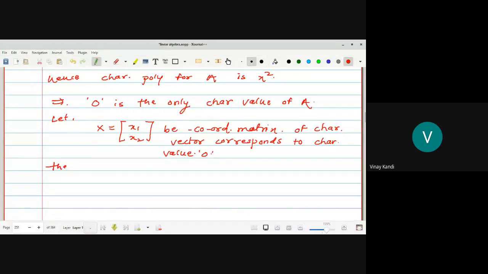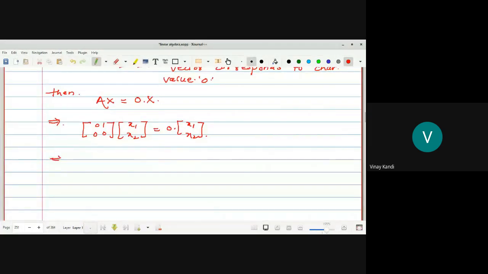Hence by the definition of characteristic value, we have A X equal to 0 times X. This implies the matrix 0 1 0 0 times x1, x2 equals 0 times x1, x2. So 0 times x1 plus 1 times x2 is equal to 0, and 0 times x1 plus 0 times x2 is equal to 0, which gives 0 equals 0. Now this implies x2 is equal to 0.